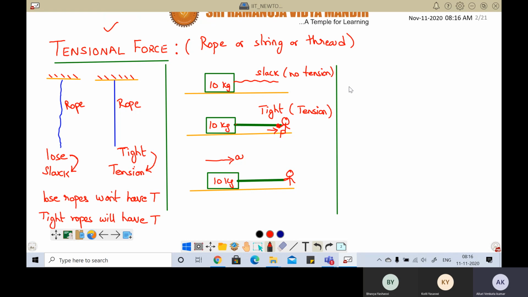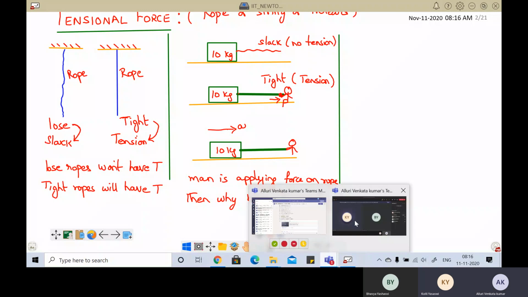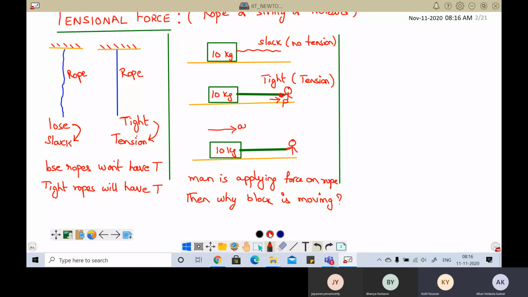Now tell me, the man is applying force on the rope. Then why is the block moving? Sir, because the rope is attached to the block. Correct. The rope is attached to the block, so the force with which the man is moving the rope will automatically move the block.